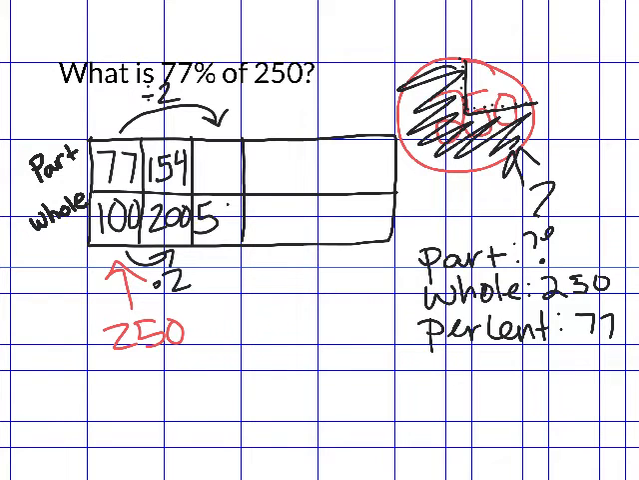So that would give me 50, because I'm still working from the 100. And then 77 divided by 2 would be 38.5.